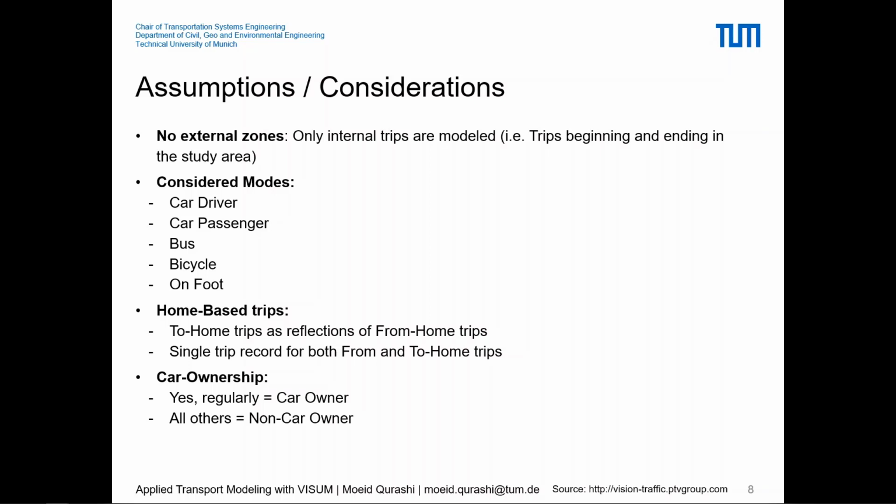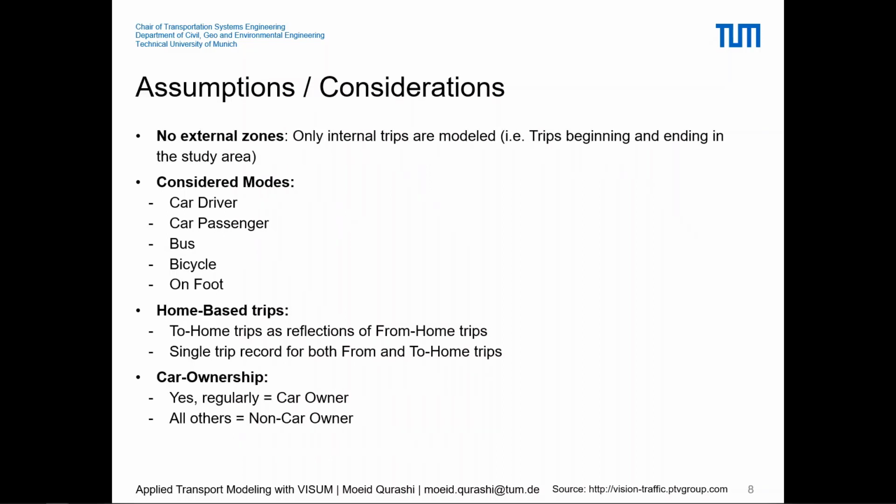And now the next thing is car ownership. Car ownership means yes, the car is being used regularly. So if somebody is using a car regularly, he's considered a car owner. It can be car passenger, car driver. Then all others are non-car. If he's not using it regularly, he's using it once a week or something, we'll consider him a non-car owner.